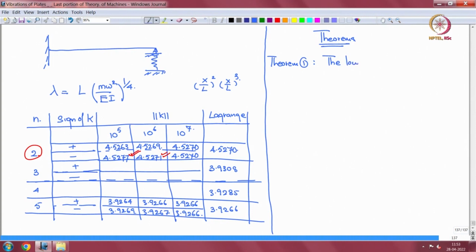The lowest natural frequency of a system cannot decrease as a result of adding one or more constraints.